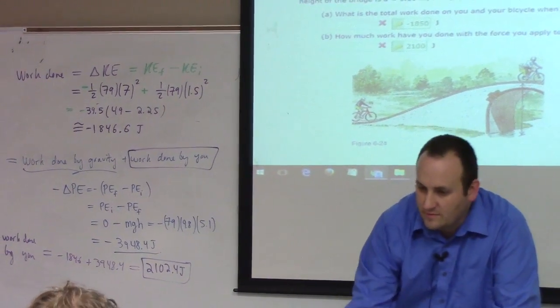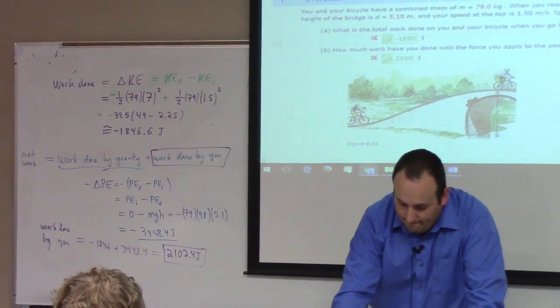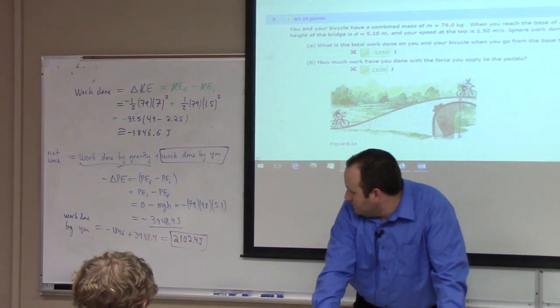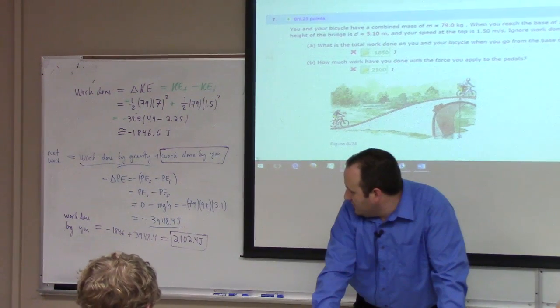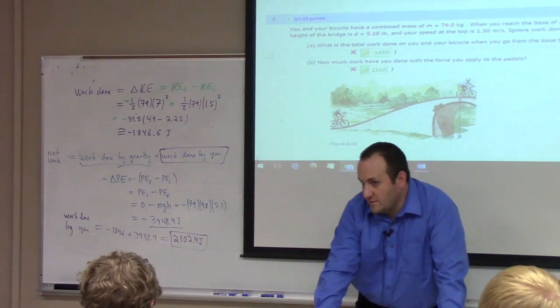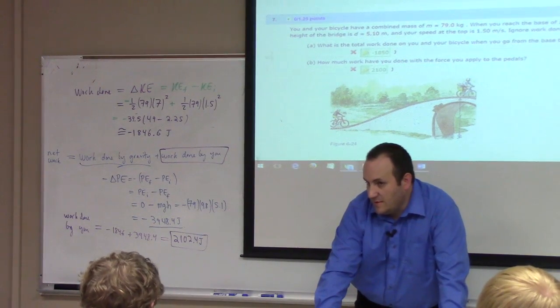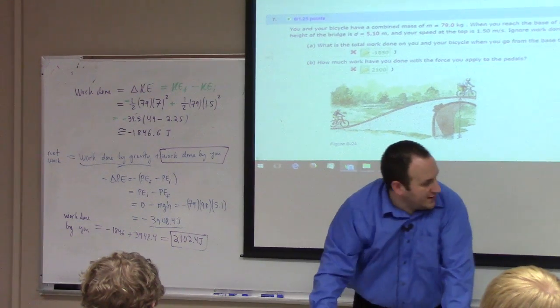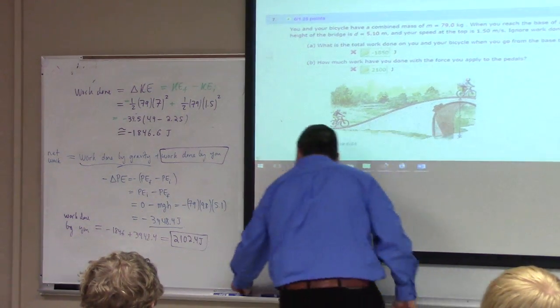Anyway, I'm sorry, your question was? You just did the change in potential energy plus the change in kinetic, essentially. No, what I did was I used a result, which is that the work done by a conservative force is minus the change in the potential energy for that force. We derive this as follows.